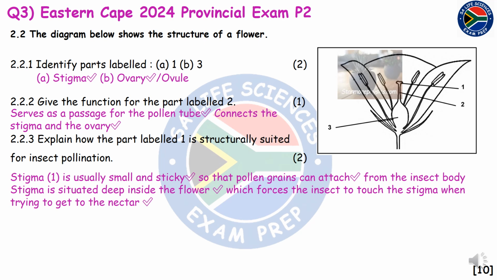2.2.2 asks you to give a function of the part labeled 2. So the part labeled 2 is the style, and the style is the passage for the pollen tube that connects the stigma to the ovary. You can also say that it is the passage that transfers the pollen to the ovary. So remember, when the pollen lands on the stigma, it extends its pollen tube down the style so that it can reach the ovary and fertilize the eggs inside of it.